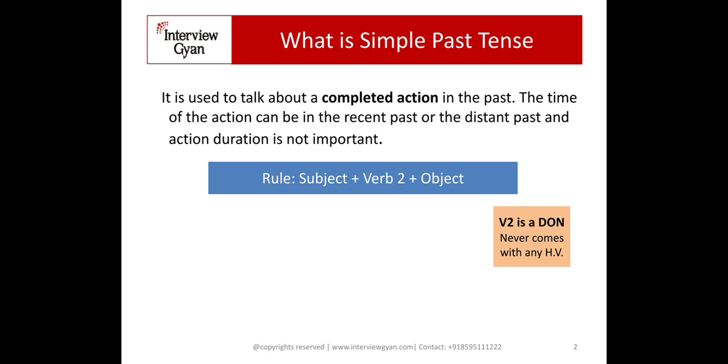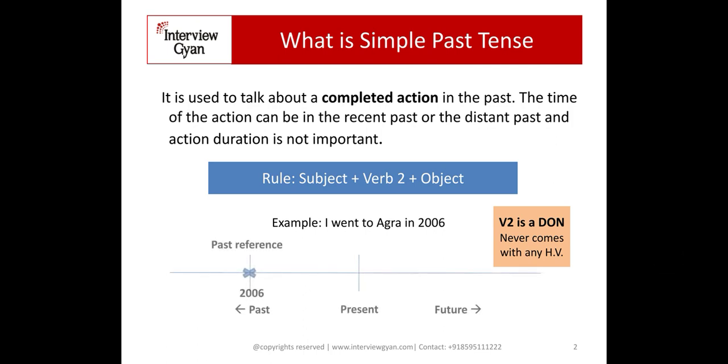Okay, let's see an example and try to understand this on an imagination concept or a time reference. Okay, so the example is I went to Agra in 2006. Now let's imagine this. Let's say this is our timeline. We have present, past, and future. And this is an action which happened in 2006. So 2006 will be called as the reference. We'll keep on using this term afterwards also. So please fix it here.